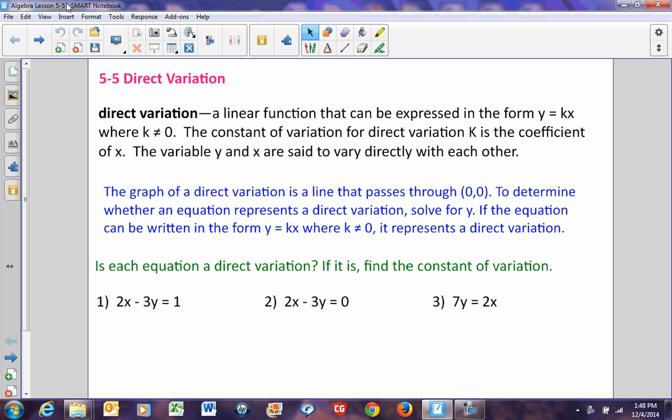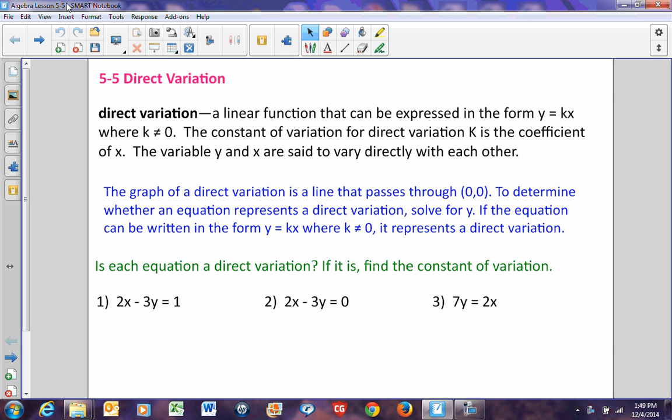This is lesson 5-5, direct variation. Direct variation is a linear function that can be expressed in the form of y equals kx, where k cannot be equal to 0, but k is the constant of variation. The constant of variation for a direct variation equation, k, is the coefficient of x. The variables y and x are said to vary directly with each other.